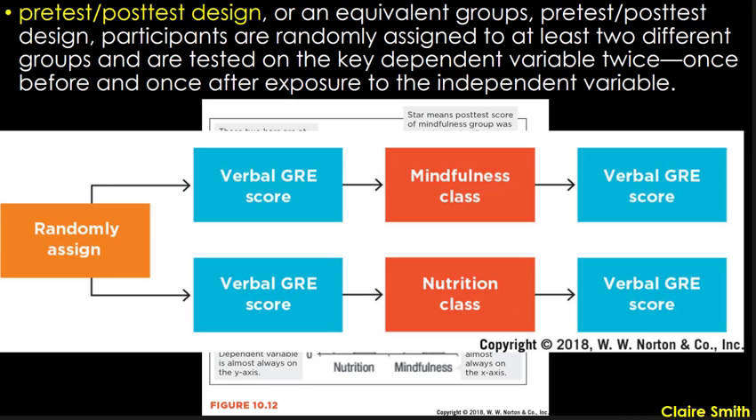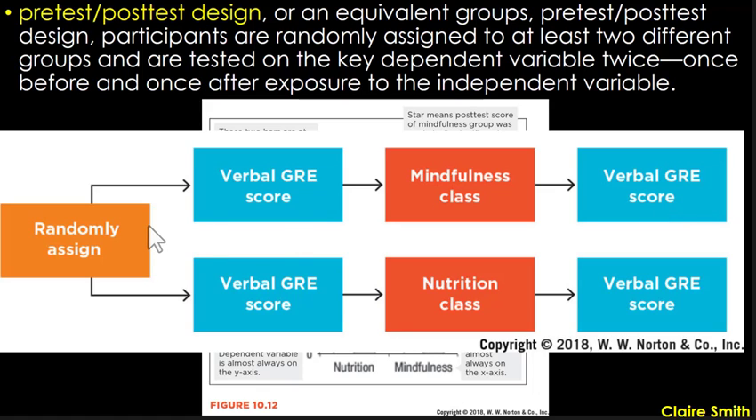Okay. There's also something known as the pre-test, post-test design. So again, you randomly assign people to two different groups. So in this case, you're looking at mindfulness and nutrition, taking each of these classes, what effect that has on the GRE score. But in a pre-test, post-test, individuals are given a test before they're exposed to the independent variable, and then again after they're exposed, right?